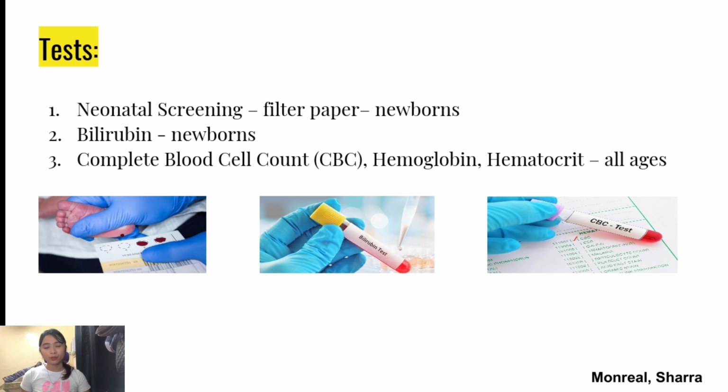This is as well for newborns. Bilirubin is the yellow substance that our red blood cells produce when they are being broken down. Children with high levels of bilirubin develop a disorder called jaundice, so their skin and eyes appear yellowish because of the high level of bilirubin. Third is to check for complete blood count or CBC and hemoglobin and hematocrit. This is for all ages.